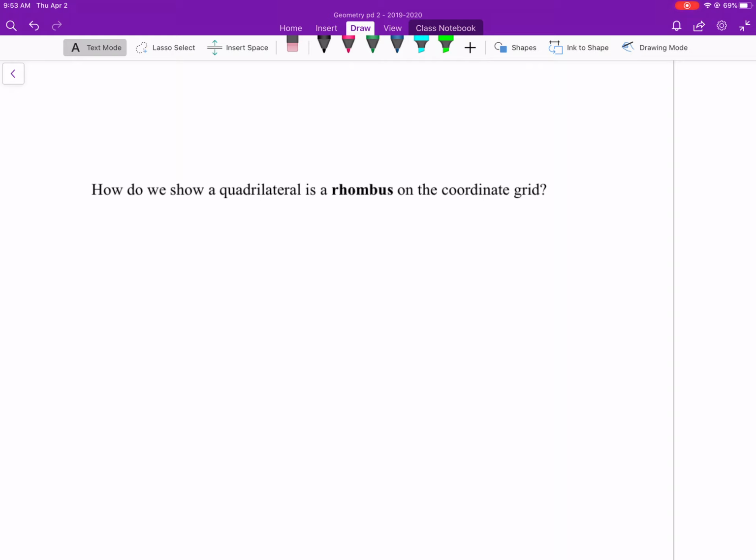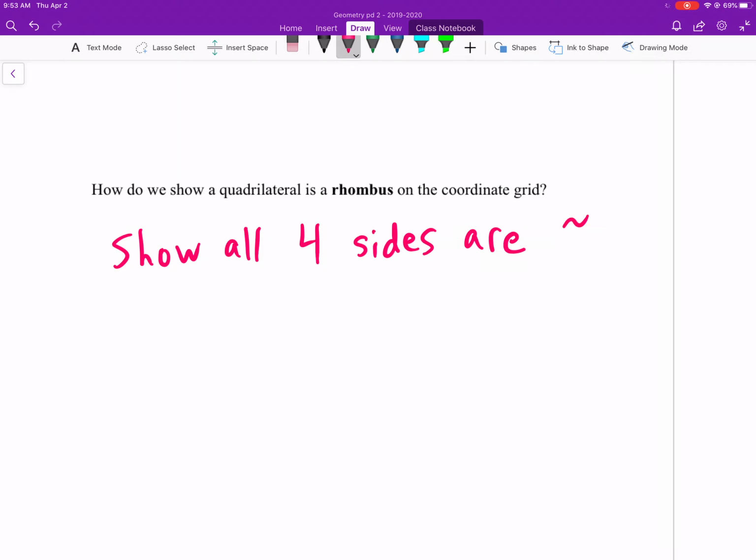Now, we have some more complex properties, like the diagonals intersect perpendicularly, the diagonals bisect the angles to which they're drawn, but this is just a day one rhombus property you learned about many, many years ago. We're going to show all 4 sides are congruent, because that can definitely be accomplished on the coordinate grid.